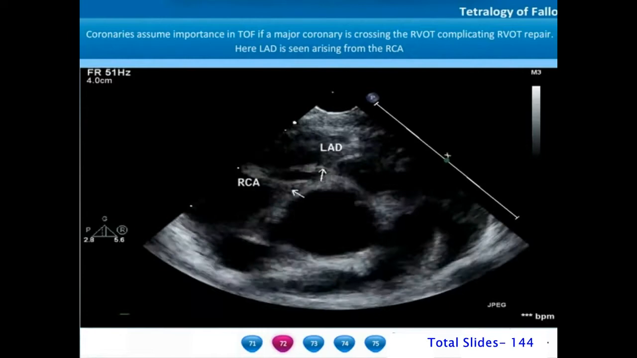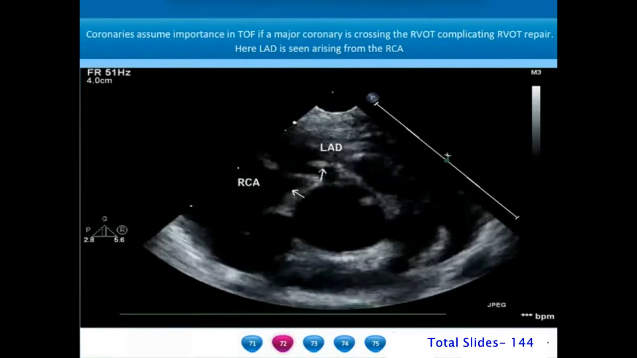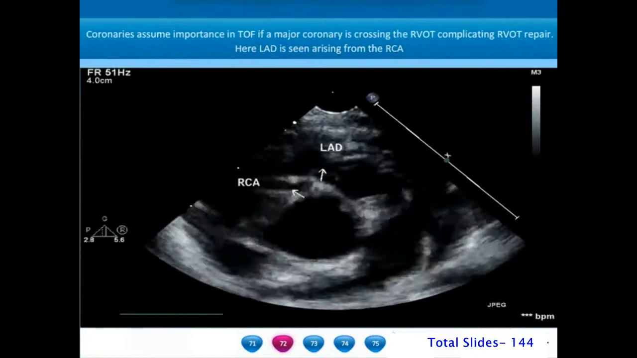In this example, in a parasternal short axis view, we can appreciate the right coronary artery arising from the anterior right facing sinus. The left anterior descending coronary artery is arising as a branch of the right coronary artery, and we can see it crossing on the anterior wall of the right ventricular outflow tract.